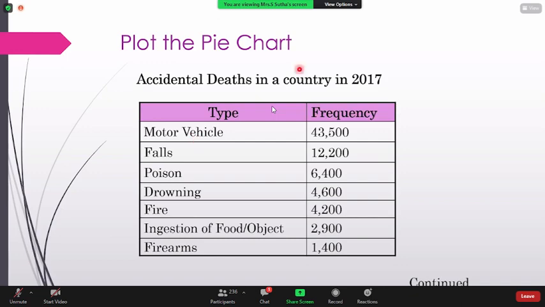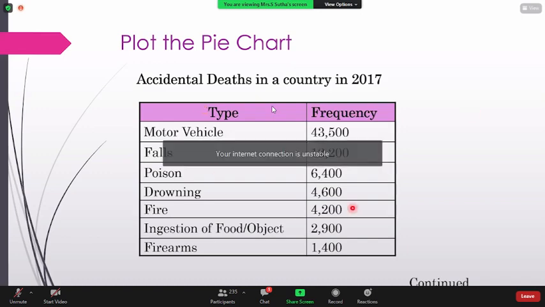Then, how many non-overlapping classes are here? Seven. These seven are the non-overlapping classes: motor vehicle, falls, poison, drowning, fire, ingestion, and firearms. So it is a frequency distribution. It indicates the accidental death frequency.